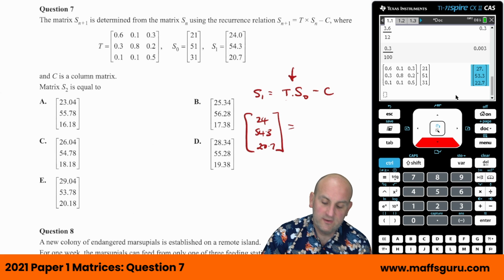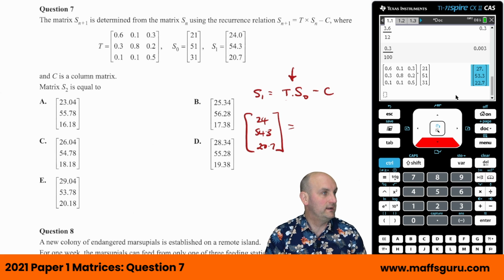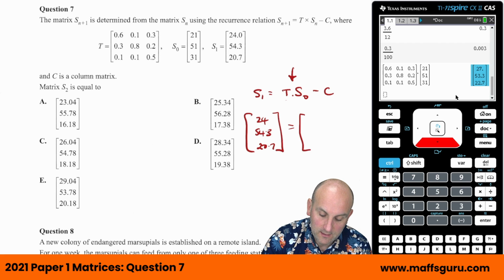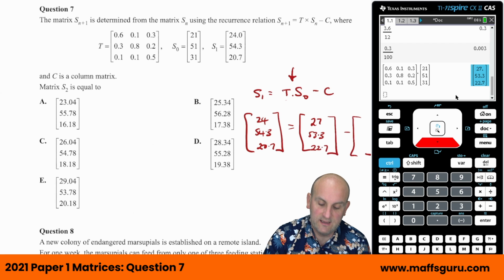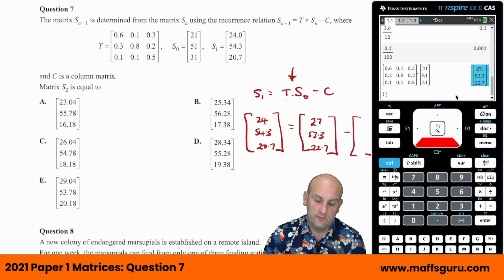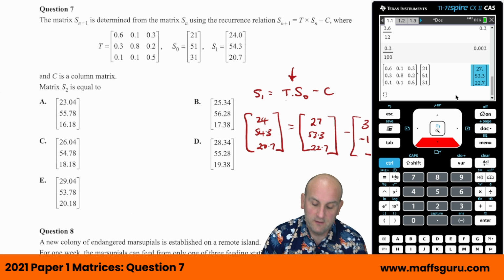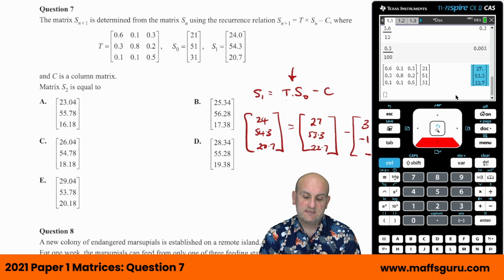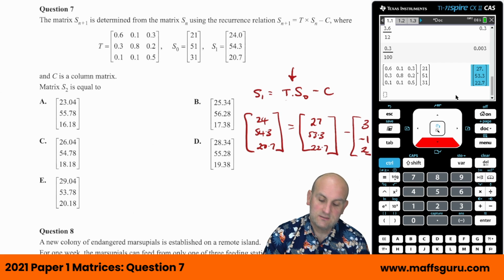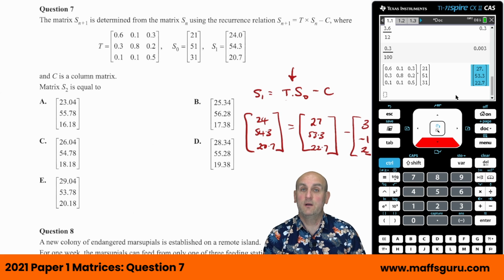So what I'm now going to do is my transition matrix times S0, which actually I've already done there. So when I do my transition matrix on the calculator times S0, what I get is 27, 53.3 and 22.7. And I'm going to minus some value of C to get there. So 27 minus something gives me 24. So that's got to be 3. 53.3 minus something gives me 54.3. Because it's getting bigger, I have to minus 1. And then I've got 22.7 gets to 20.7, so I'm actually going to subtract 2. So there we go. So that's my value of C.